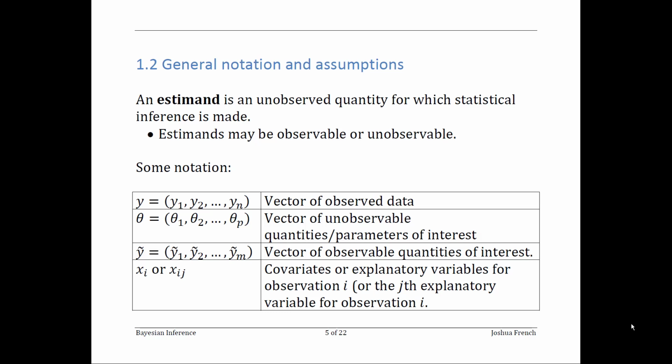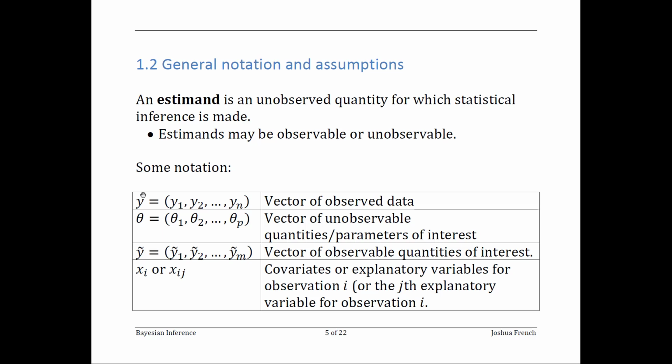Anytime you're studying mathematics, it's very important to understand the notation being used to describe the problem. In statistics, we're generally concerned with drawing a conclusion about something called an estimand, which is some unobserved quantity in our problem. Now, estimands can be observable or not observable. We'll try to be consistent regarding the notation that we use for them. So let's talk about some of the notation that we're going to use in Bayesian statistics.